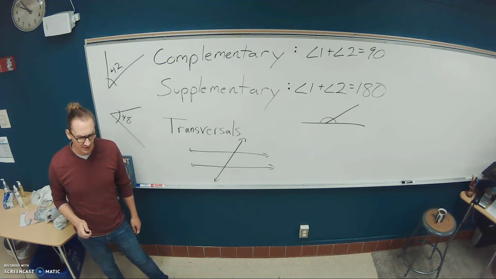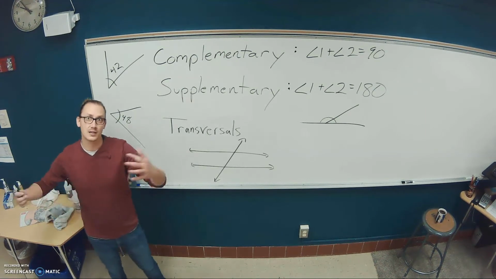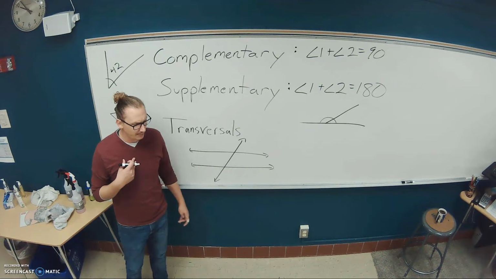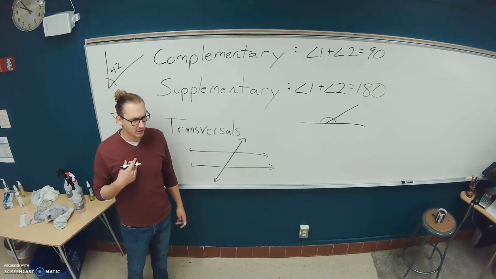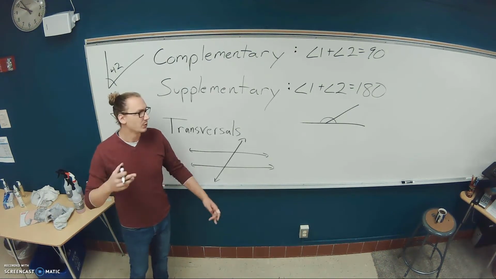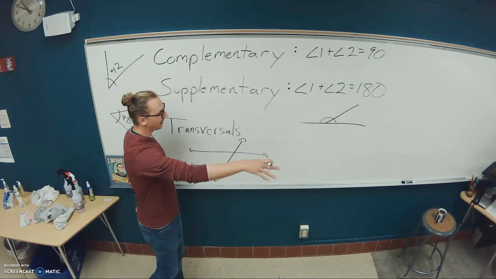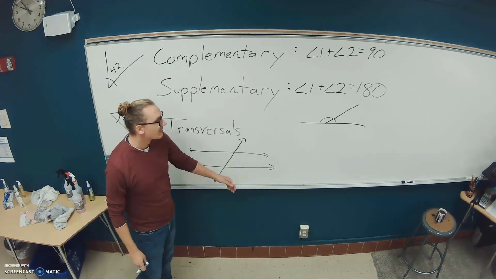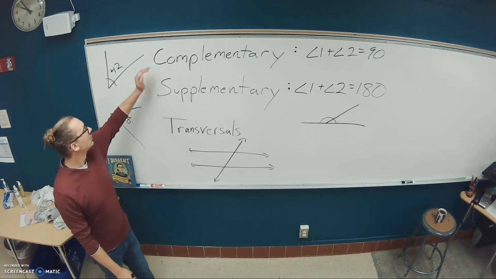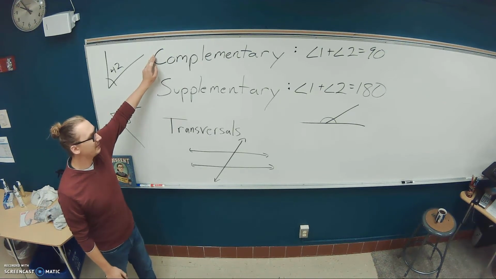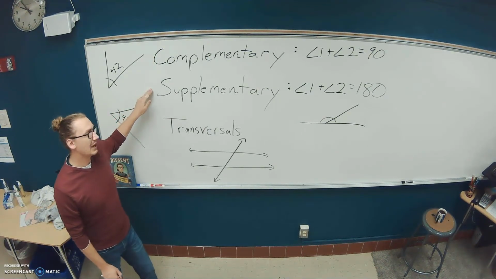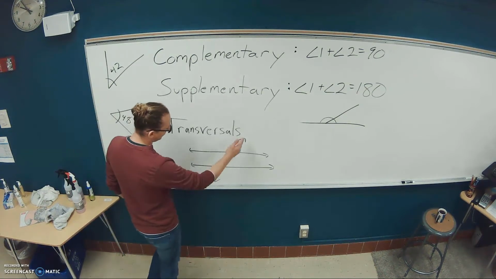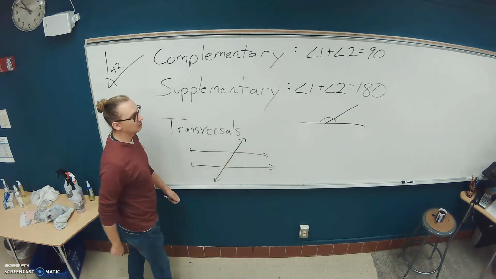trans, actually, the prefix there means that it's going across something, like the transatlantic pipeline, the Transamerican Railway. Trans means like you're going over something, all the way through it. So transversal is going all the way through both of these lines. So complementary means two angles add up to be 90. Supplementary means we add them together to be 180. And a transversal is going to cut across two lines.